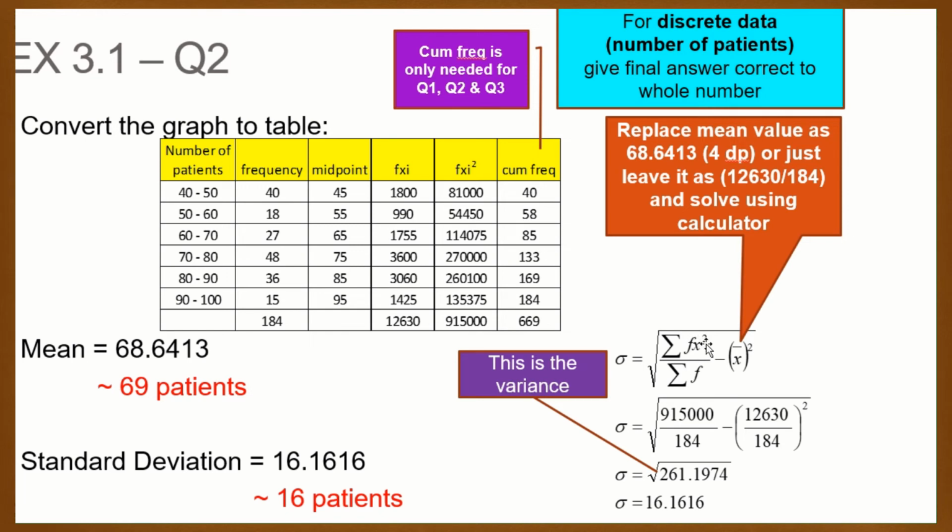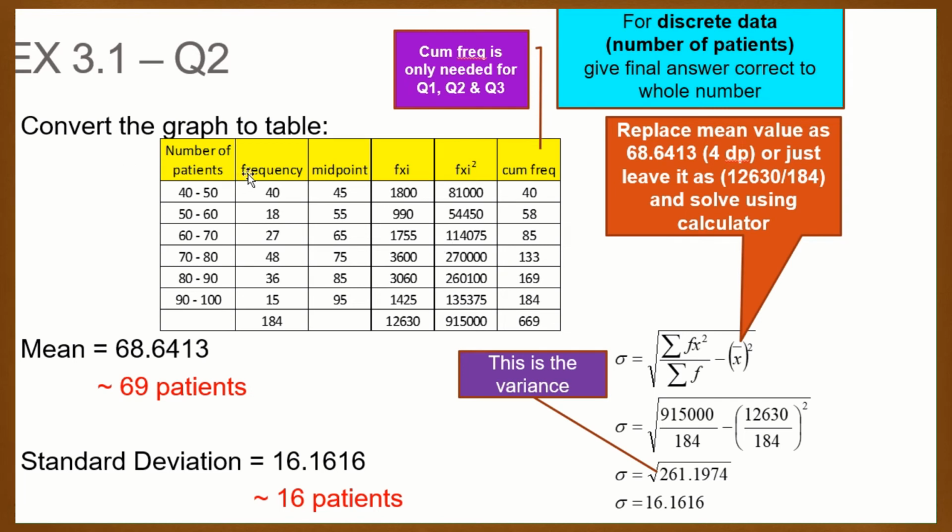Sigma fx squared. A lot of students get this wrong. You know what they do? They take 1800 squared. It's wrong. What is fx squared? Frequency times midpoint squared. One by one, which is 40 times 45 squared. Then you write down 18 times 55 squared. Then you write down 27 times 65 squared, then you write down one by one.